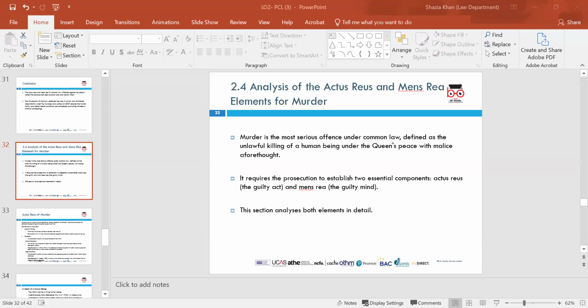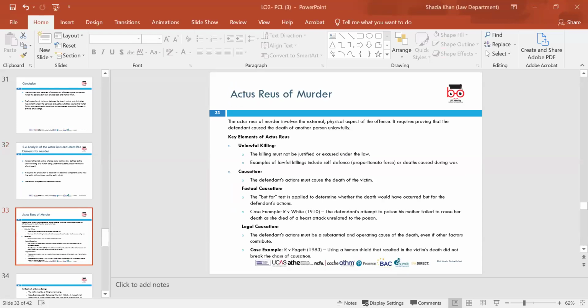The unlawful killing is the core element of the actus reus, meaning the defendant must have directly caused the victim's death through a voluntary act or omission where a legal duty existed. The prosecution must prove a causal link between the defendant's actions and the victim's death. In certain situations, failing to act where there's a legal duty to do so, like a parent neglecting a child, can constitute the actus reus of murder. Actus reus of murder.